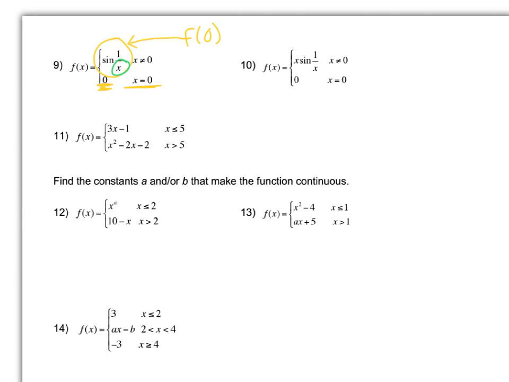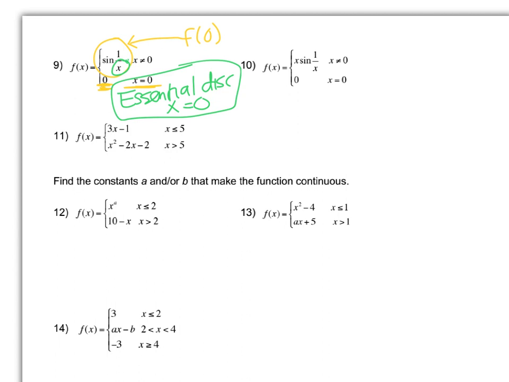So what that means is there is an essential discontinuity at 0 because of the fact that this first piece of the function is undefined at 0. So this is undefined, so we've got an essential discontinuity at x equals 0 in number 9.